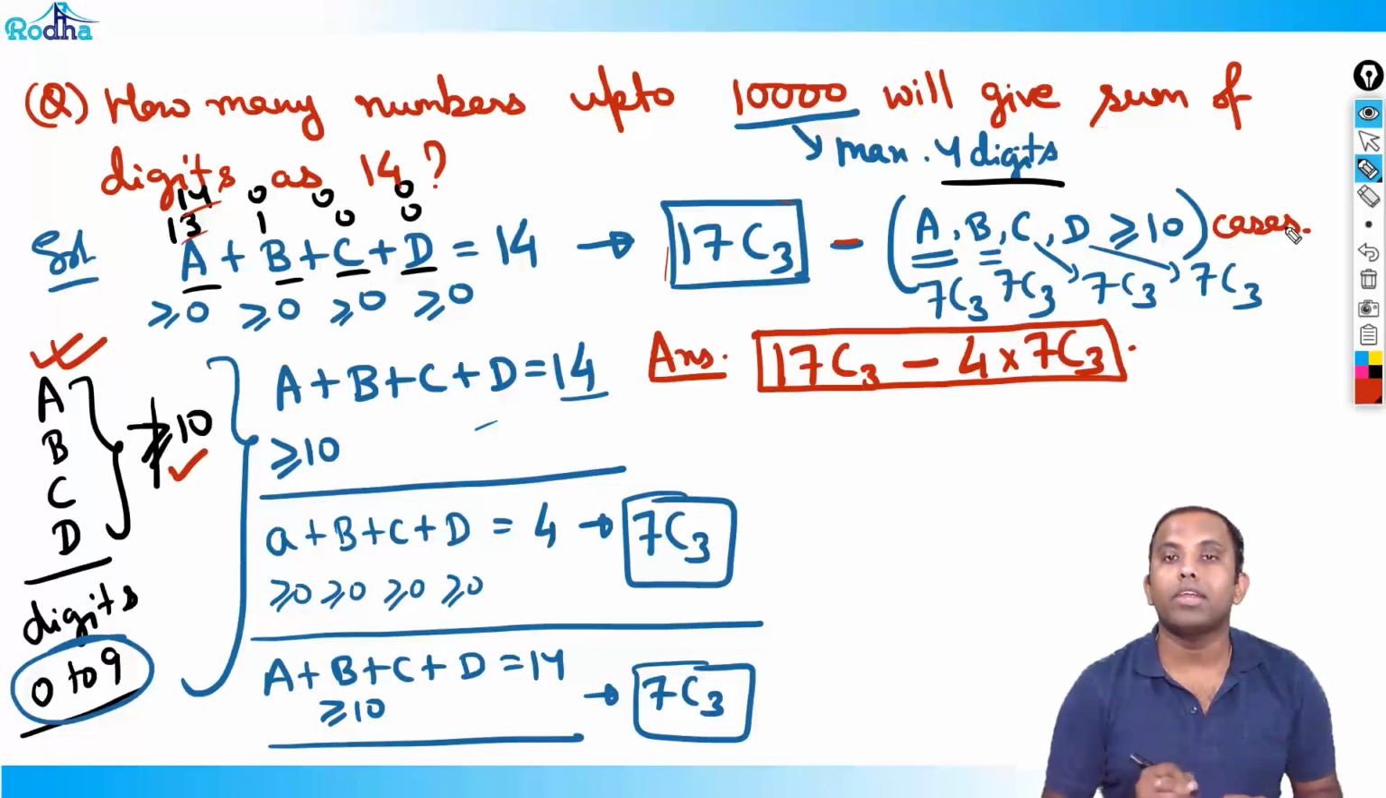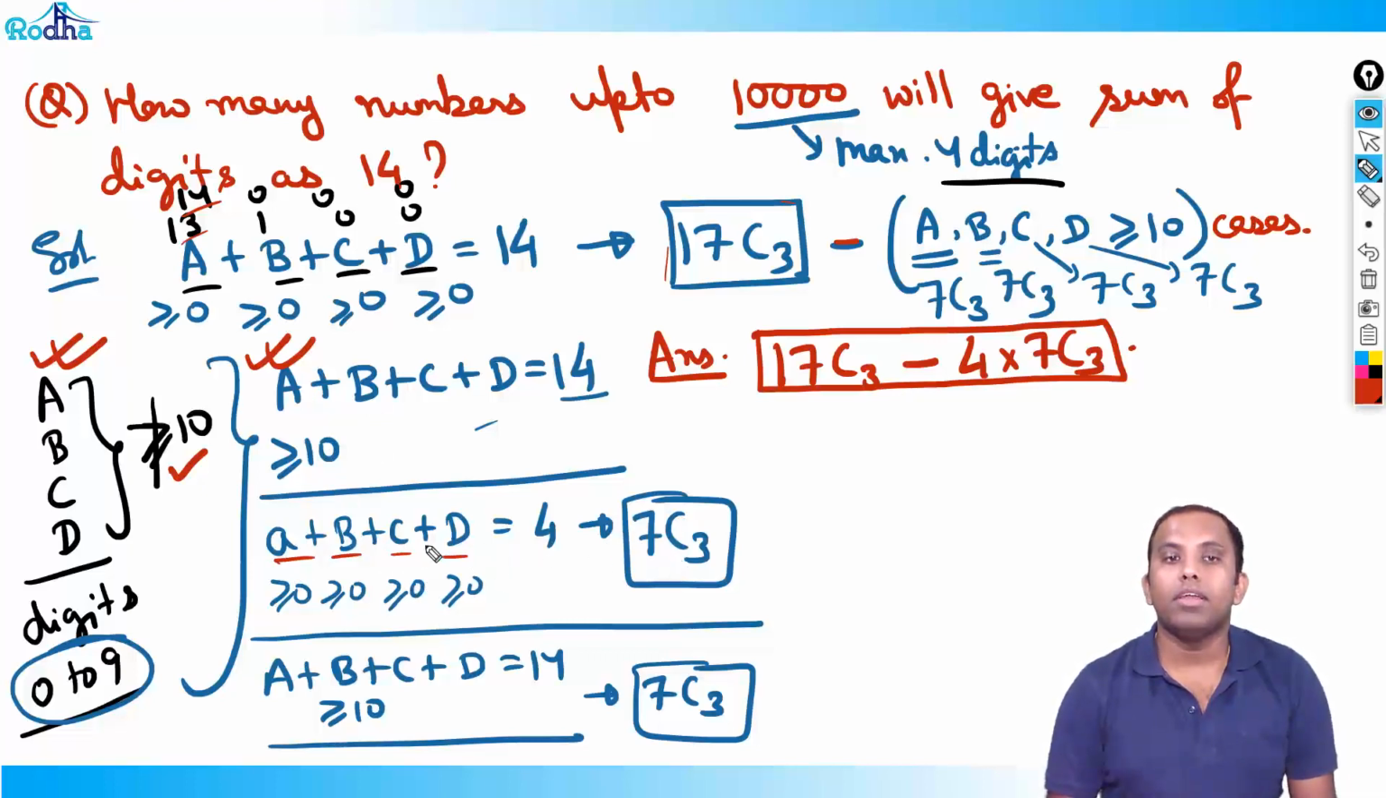Okay, now how many such cases are there? So I have to count, basically. What is the equation? The equation is a plus b plus c plus d equal to 14. I have to count how many cases of a greater than or equal to 10. So we know how to solve it, right? If a gets 10, then a plus b plus c plus d equals 4. So now it is 7C3 solutions.